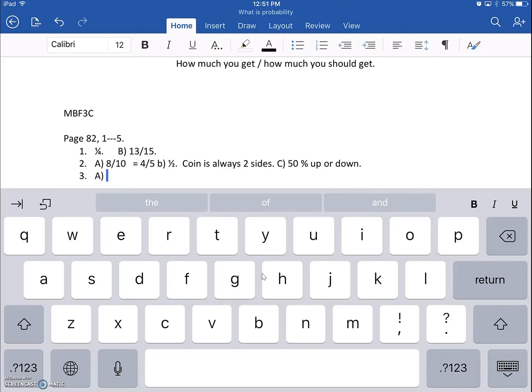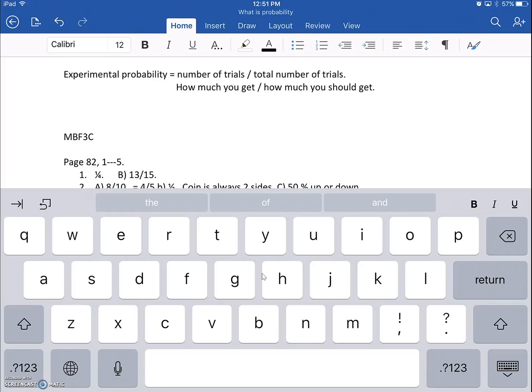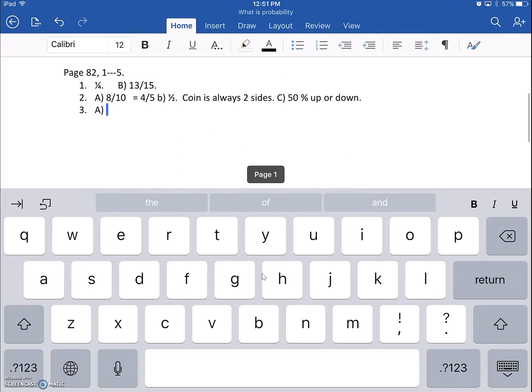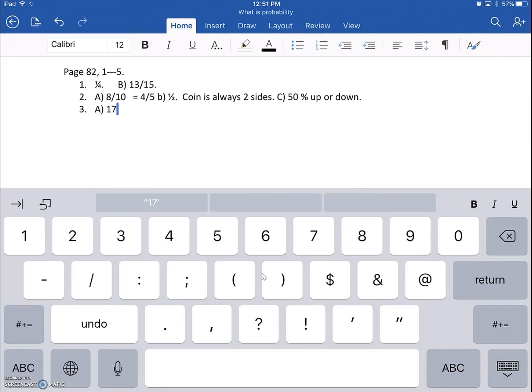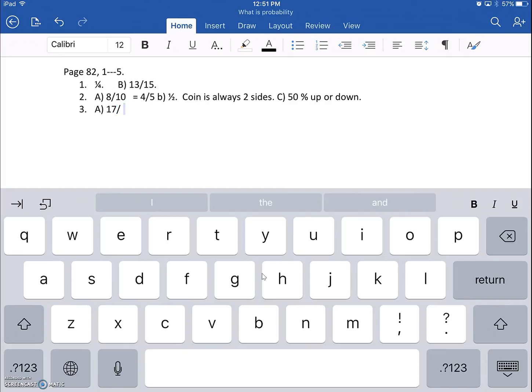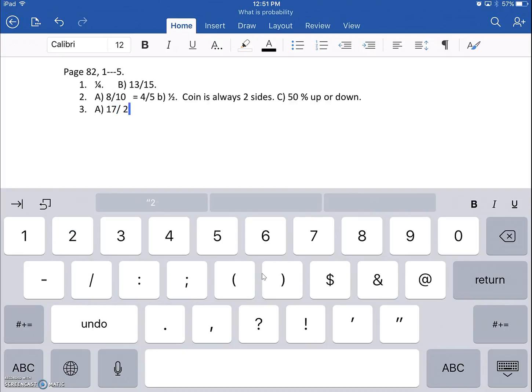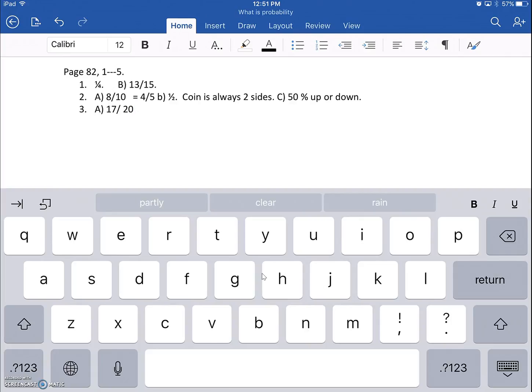Well, so 20 times, and they got yellow 17 times. The experimental probability is how much you get over how much you should get, right? So how much you get? 17. How much you should get? 20. Done. Part a, done. Okay?